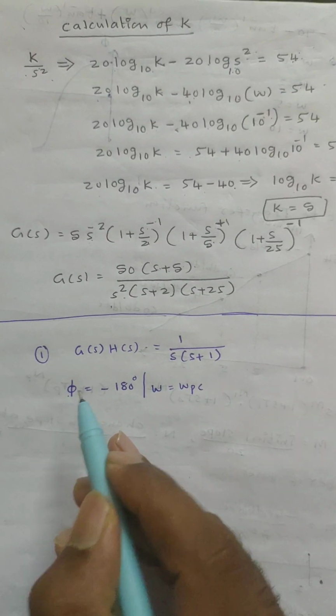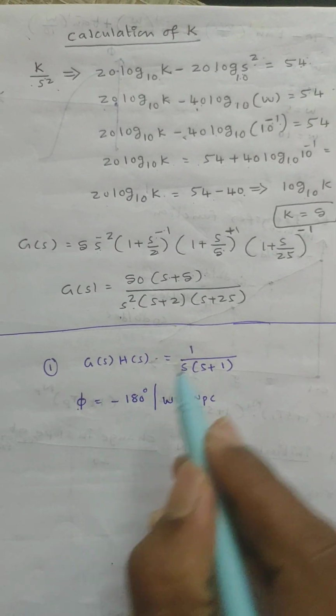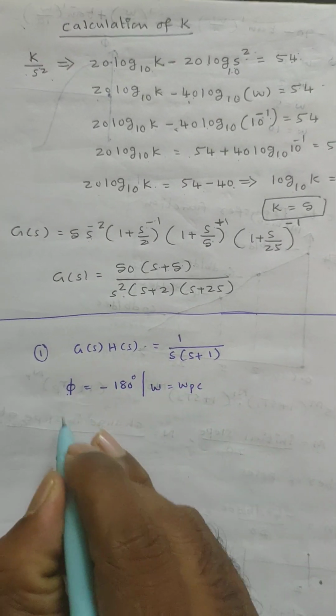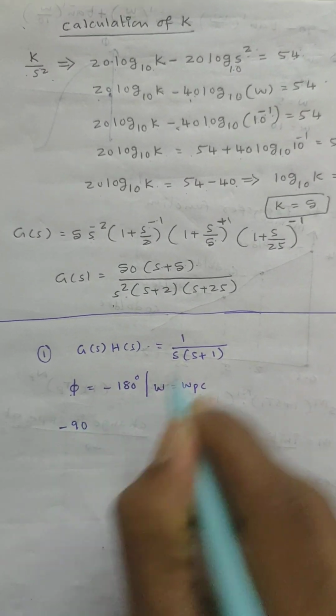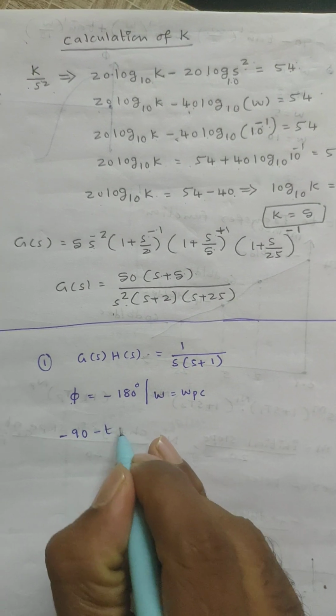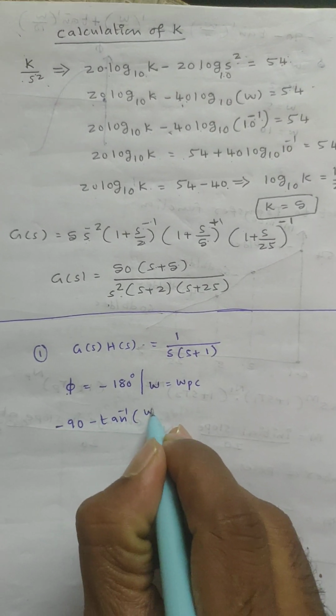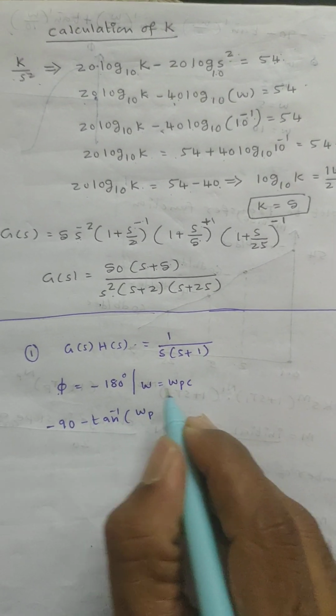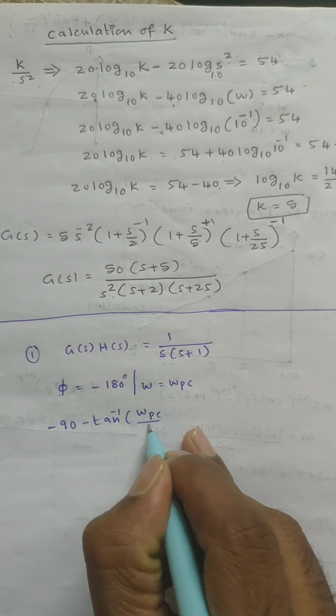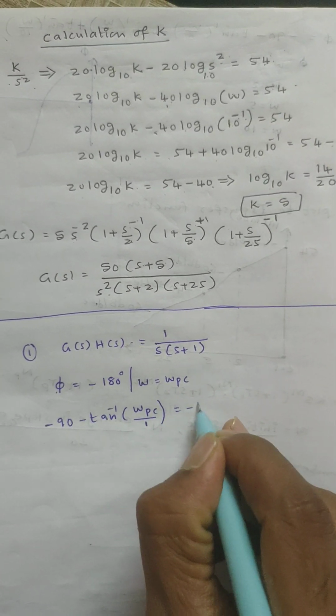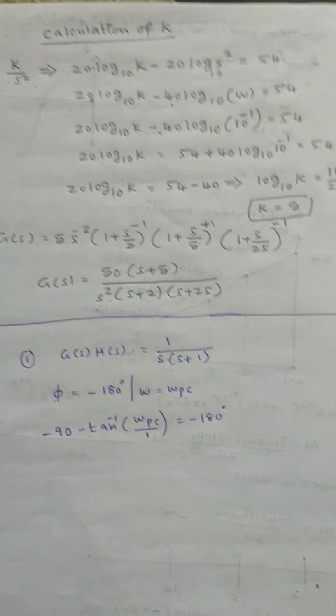Now how to calculate this phi value from this equation: 1/s contributes minus 90, and 1/(s+1) contributes minus tan inverse ω. Here ω = ω_pc by 1, and the total is equal to minus 180 degrees.